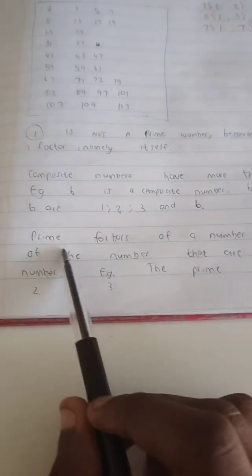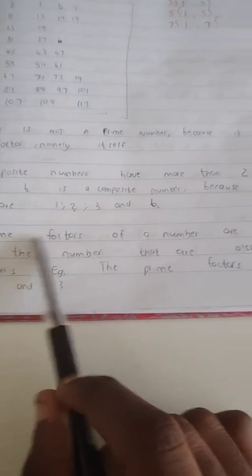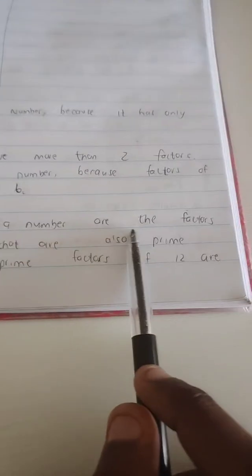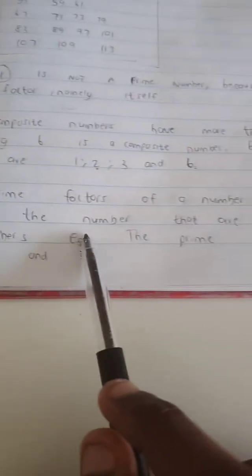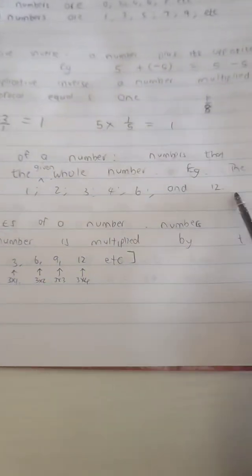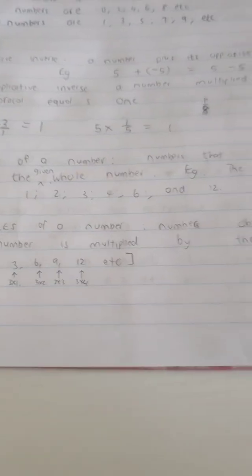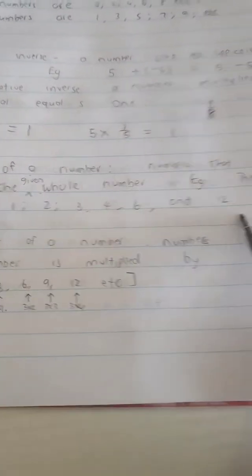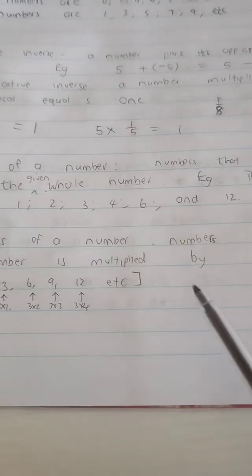Okay? Then sometimes you get asked to identify prime factors of a number. Prime factors of a particular number are the factors of the number that are also prime numbers. Okay, so if I give you the factors of 12, for instance, as you see here, the factors of 12 are all of them here. But then I say, what are the prime factors of 12? Then it is those numbers in these factors that are actually prime numbers.